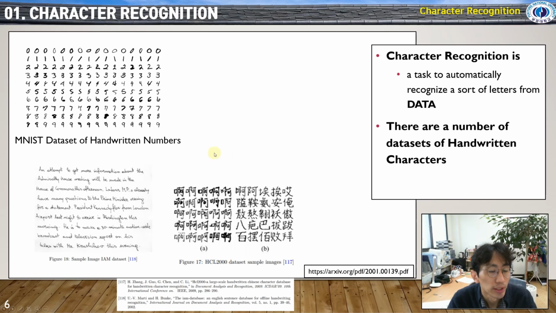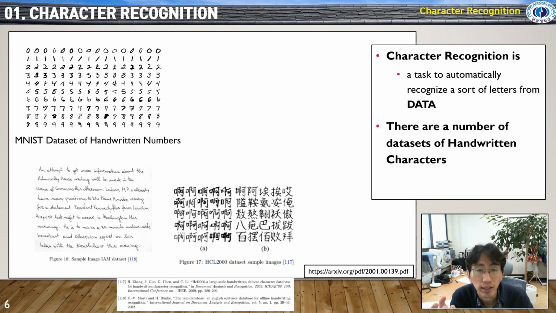The character recognition is the task to automatically recognize a sort of letters from the data. So imagine there are letters like this. These are the Arabic numbers. So when you see this image and you see lots of numbers from 0 to 9, your brain recognizes each character, each letter as the 0, 1, 2, 3, 4, and so on. These are something that has been done in your brain, right?